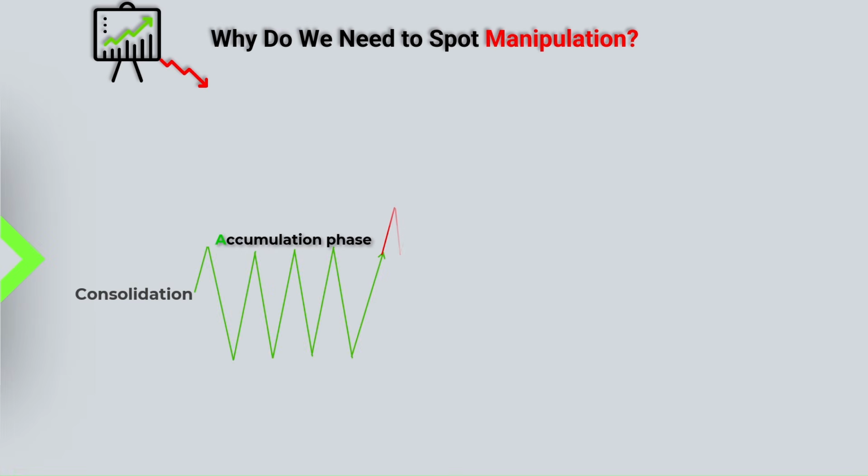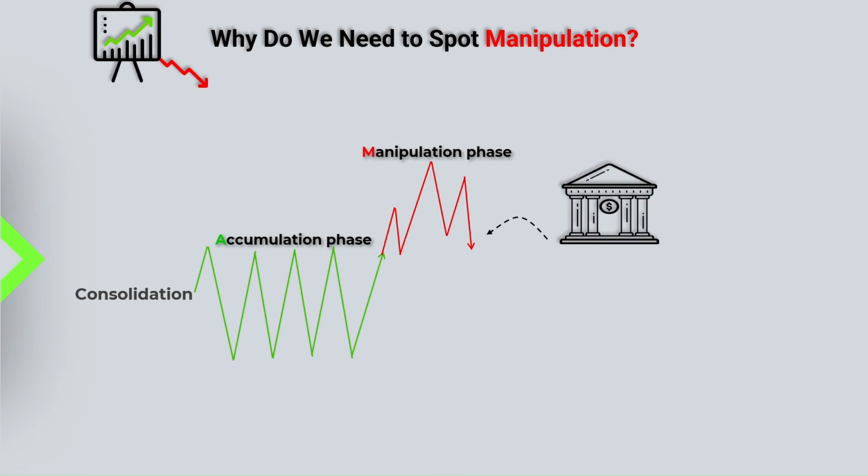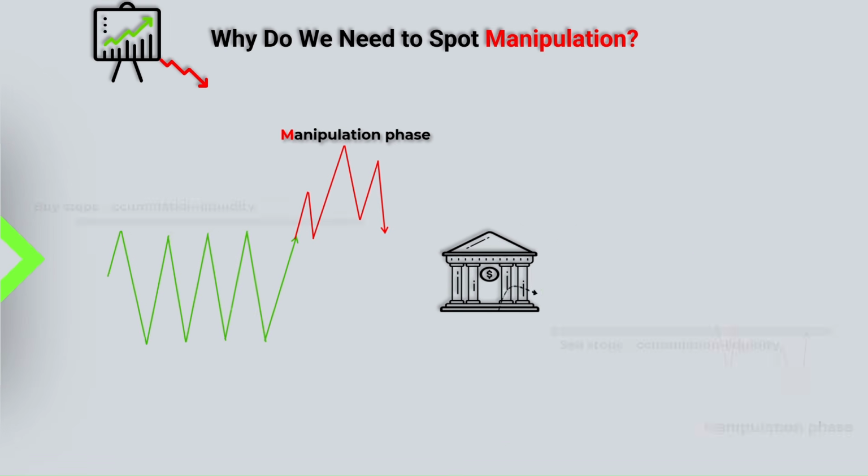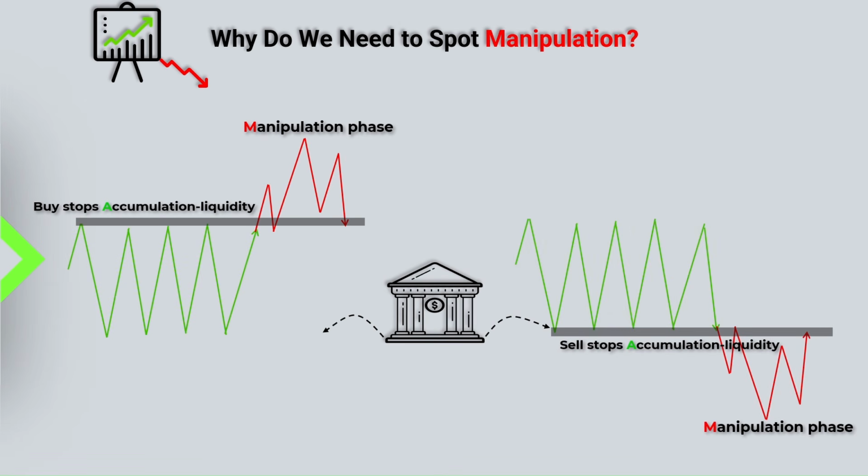Why do we need to spot manipulation? Market manipulation happens when big players, like banks or institutions, make sudden moves to confuse smaller traders. After a period of price stability, they might quickly push prices up or down to break below or above these liquidity levels to trick traders into buying or selling by triggering their stop orders. But don't worry, once you spot these tricks, you can avoid their trap and turn their moves to your advantage.